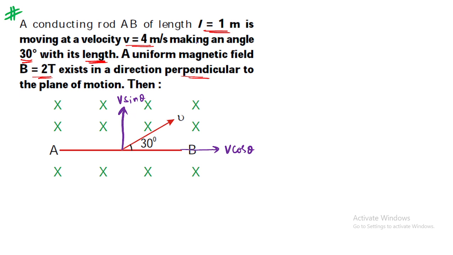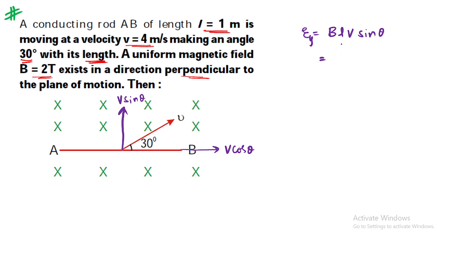Then what are they asking you to find here? Find the induced EMF. You try to find out the EMF. Yes or no? So EMF in the vertical way, how much will it become, buddy? EMF in the vertical way is B L V sine theta. Yes or no? This time also, is it perpendicular or parallel? Perpendicular only. So give me the answer now.